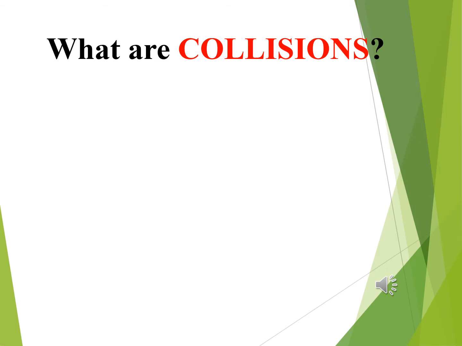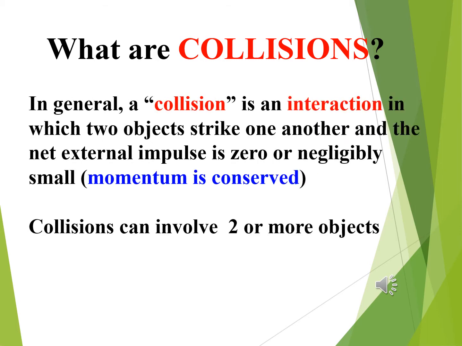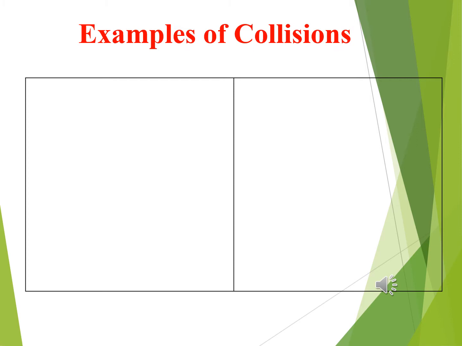What are collisions? In general, a collision is an interaction in which two objects strike one another and the net external impulse is zero or negligibly small. Momentum is conserved. Collisions can involve two or more objects. Some examples of collision.